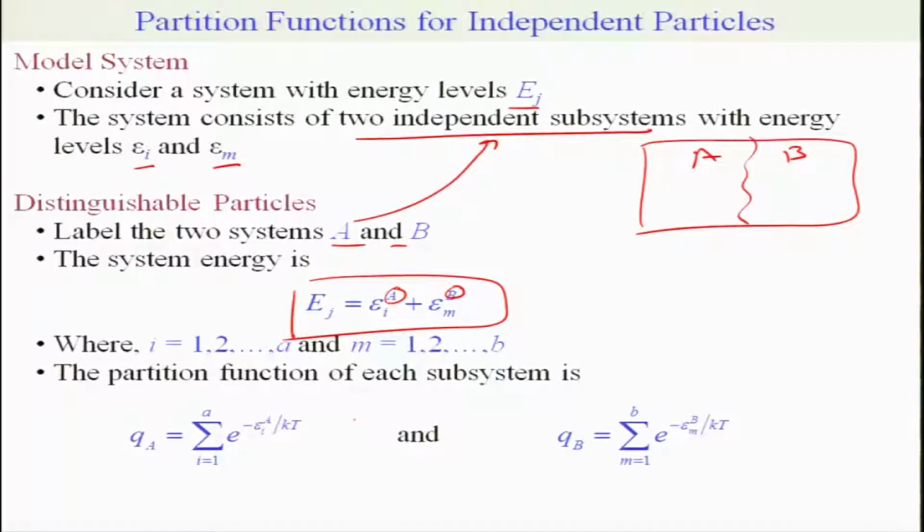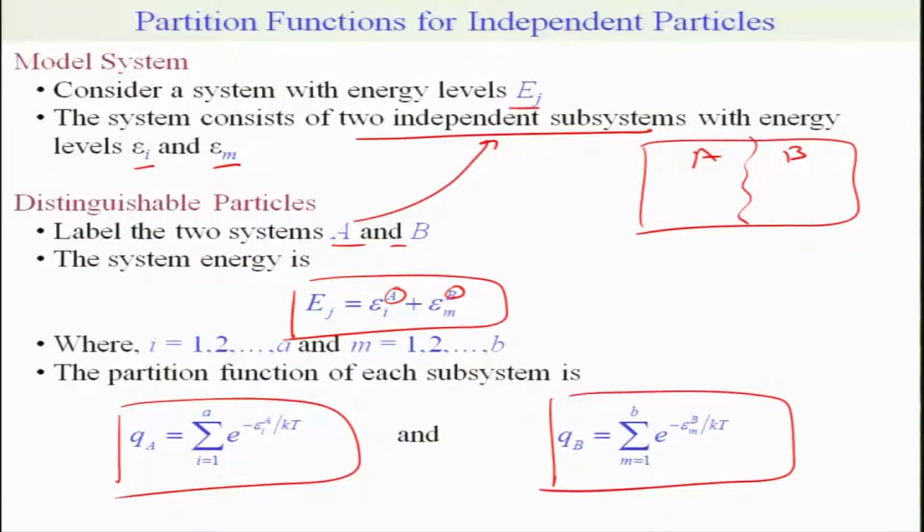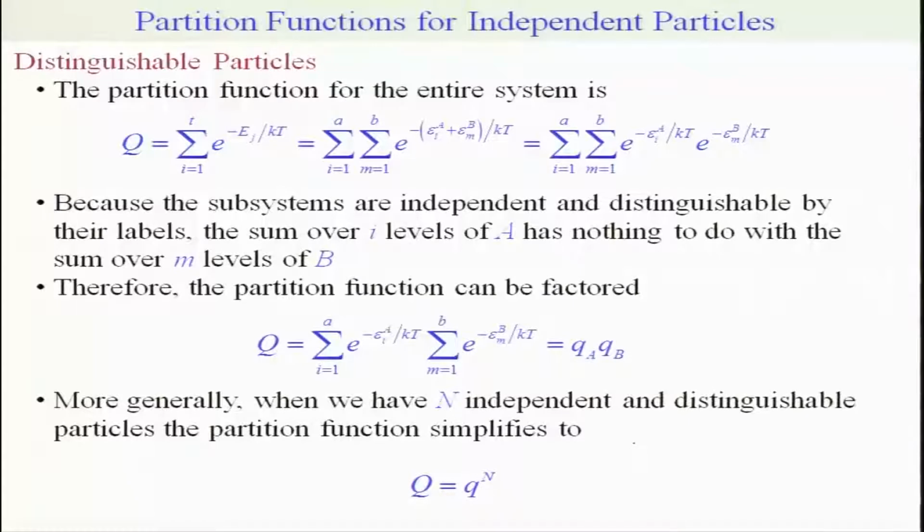The partition function for A would be simply this, summing from 1 to A, because i varies from 1 to A, and for B it would be simply this, where we are summing up the Boltzmann factor from 1 to B. Now, if you want to find the partition function of the entire system, we will simply sum up the Boltzmann factor, where this single summation will be replaced by a double summation by replacing E j with E i A plus E m B, and i will vary from 1 to A, m will vary from 1 to B.